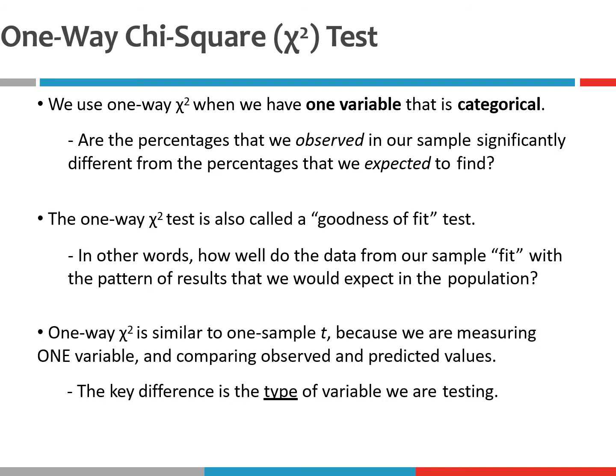Okay, so again, a one-way chi-square test is very similar, at least theoretically, to a one-sample t because we're measuring a single variable, right? We're looking at a single column in our SPSS data set, and we're comparing the frequencies or the percentages that we observe in our sample to predicted population values, okay? But the key difference is the type of variable that we're looking at. One sample t's are strictly for continuous or quantitative data, whereas the one-way chi-square test is looking at categorical variables.